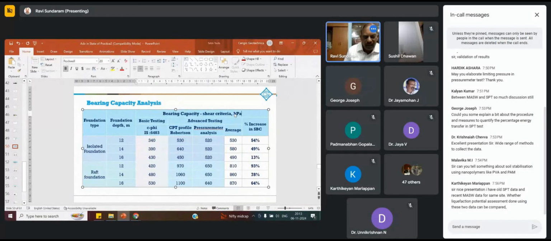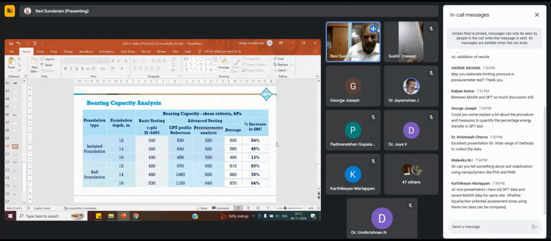See, let us not make generalizations. Usually you end up with a higher SBC from pressure meter and CPT, but it is not the rule. There could be instances where your value could be slightly less or the difference is very small. So only when you do it will you know.